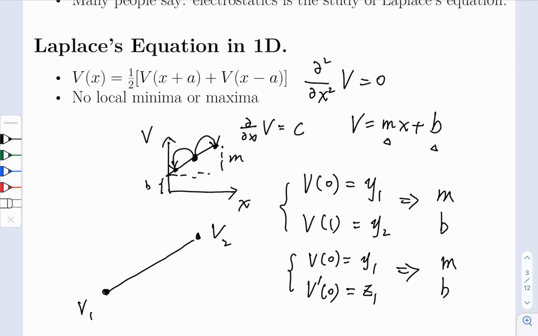Also, if we plot v as a function of x, we notice there's a straight line, and if we go equal distance to the left and to the right, the v in the middle is simply the average of the two. Mathematically speaking, v(x+a) plus v(x-a) divided by 2 equals v(x). This means that in the middle of this regime, there are no minima or maxima, and minima or maxima can only happen at the boundaries.